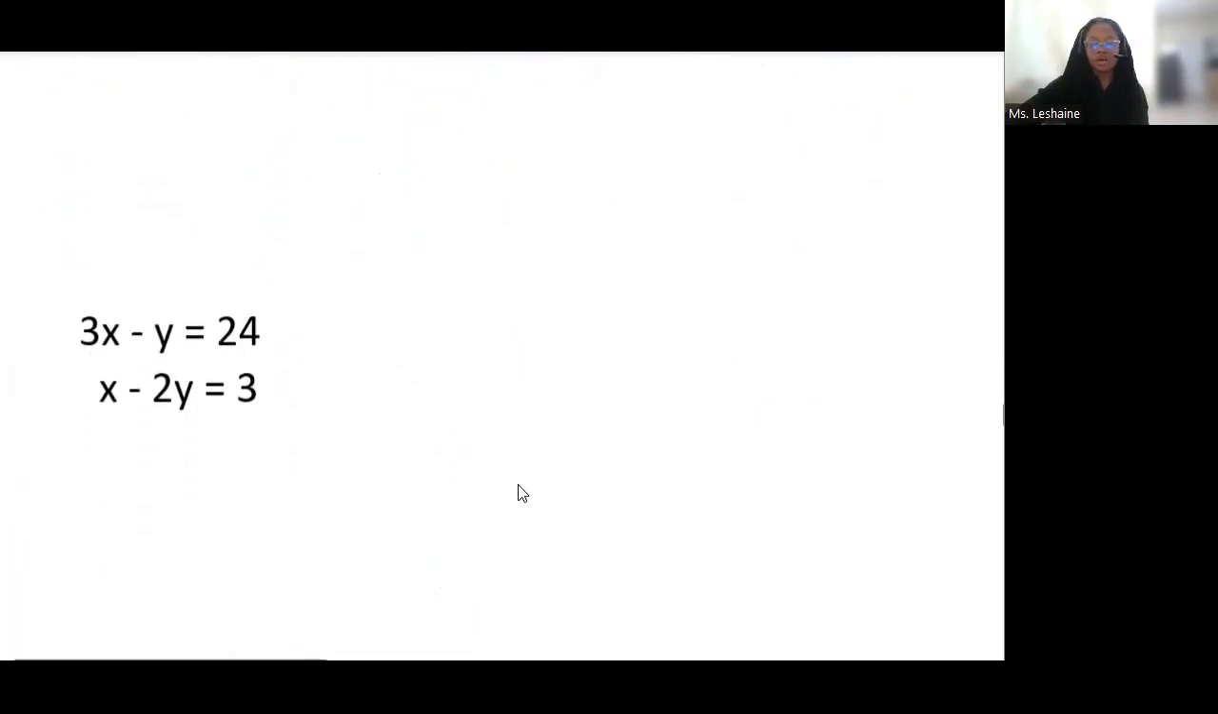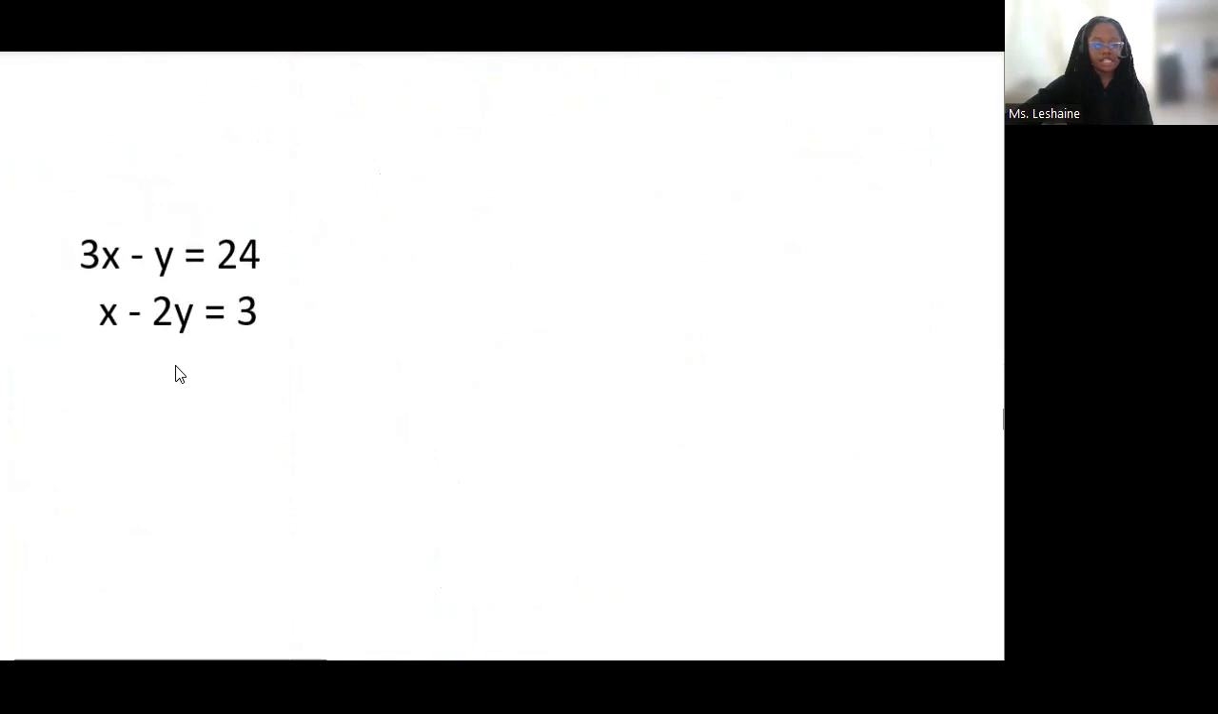Now the last one that we're going to do is this question. It says 3x minus y equals 24 and x minus 2y equals 3. So there are several ways that I could solve this. Let's first look to see if we're seeing any terms that are the same. So I have 3x and x. No, that's not the same. y and 2y, not the same.